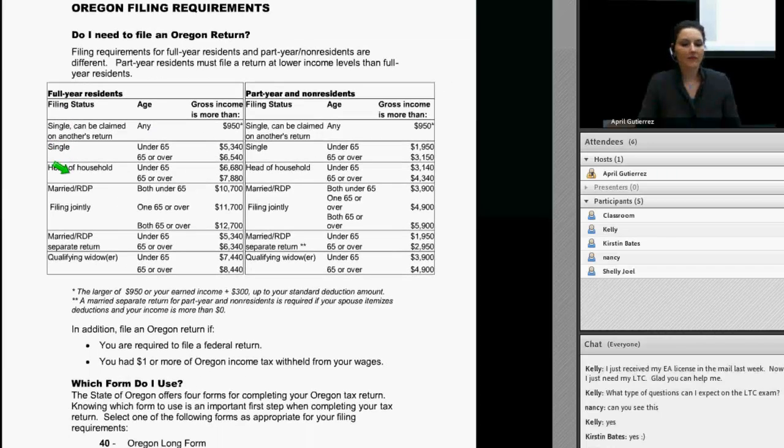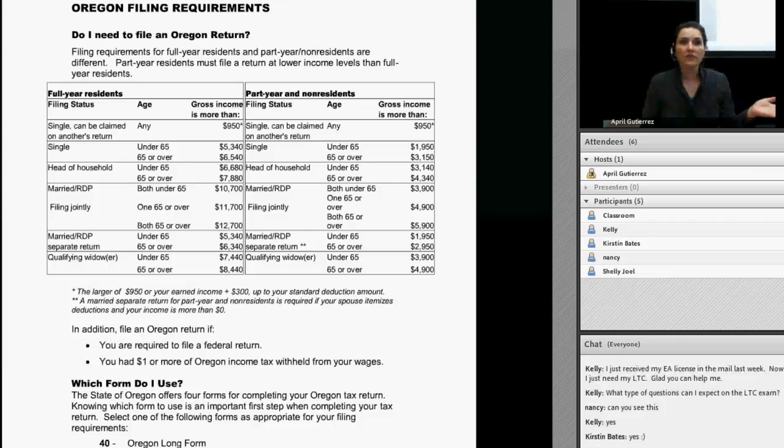So we're going to begin with filing requirements, and Oregon's filing requirements are different than the federal filing requirements. In general, the income threshold for Oregon returns is lower than it is for the federal. So what that means is, even though you have a client who may not meet the federal filing requirement, there's a good, strong likelihood that they still have to file an Oregon return.